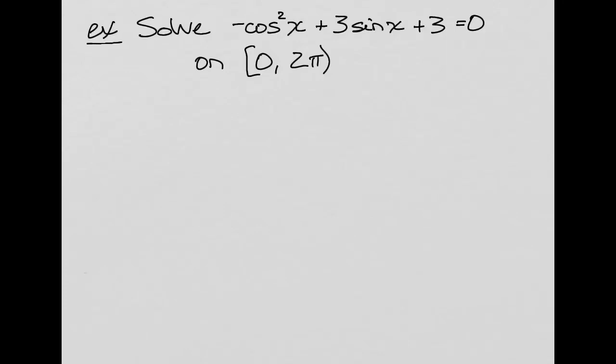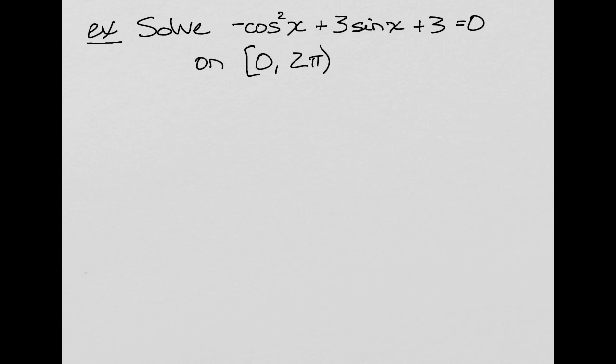I'd like to solve this equation. The challenge with this equation is I have both cosines and sines, and I don't necessarily see an obvious way that I can factor this with both sines and cosines. Fortunately, we have identities, which are going to be helpful in a case like this.